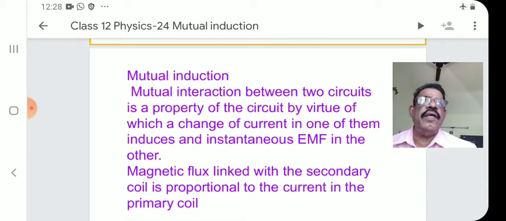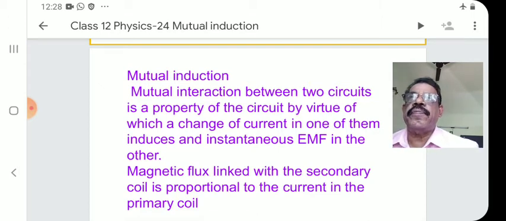Or it is the flow of current in one circuit due to a change of current in the other. Mutual induction between two coils is the flow of current in one coil due to a change of current in the other coil. That is mutual induction. Again, the magnetic flux linked with the secondary coil is proportional to the current in the primary coil.